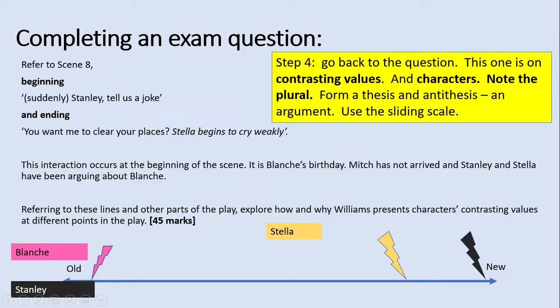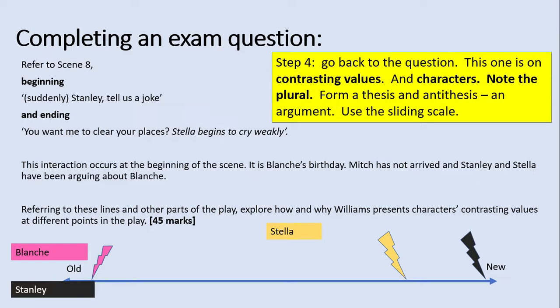So it is really important to make sure that as you now start building your introduction, which is what this is, and your argument, that you are thinking about contrasting values to be central to your argument. Now, I've had to have a fiddle about with this. I like the continuum scale here, the sliding scale. In this case, you need to think about what your argument is. And what I've decided to focus this on with the continuum scale is the contrasting values, the new and the old traditions. Blanche obviously representing the old, and Stanley representing the new.